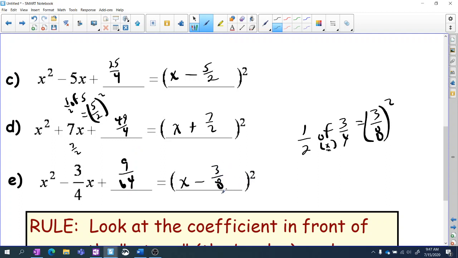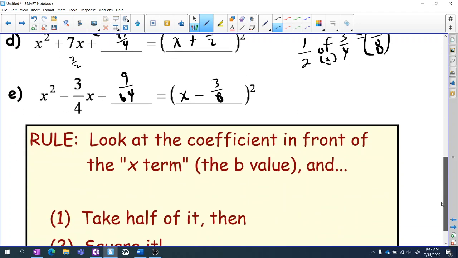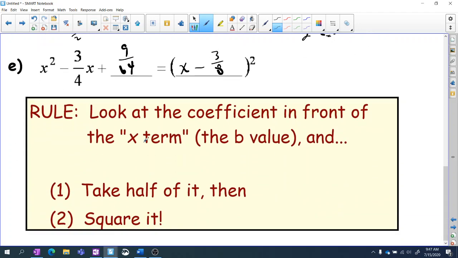in brackets squared. So what I've been doing here is a method or a strategy called completing the square. And basically completing the square is this: take half of your middle coefficient, the number in front of the x, and then square it. That's how you complete the square.